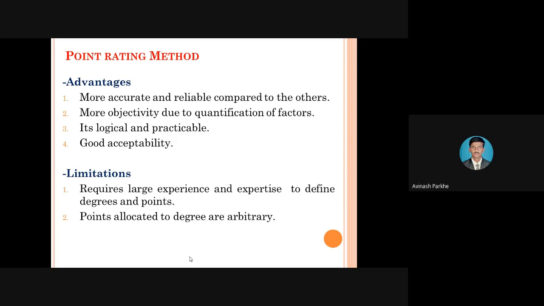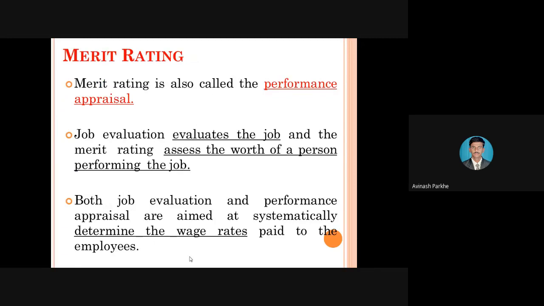But if you think about its acceptability, results, and accuracy, this method is mostly used in the industry. Now we'll discuss the next point, part number 2 of this chapter, which is called merit rating. Job evaluation is totally related to the evaluation of the job. That means for the jobs we have manufactured, only their evaluation takes place, where we check the performance of the job.